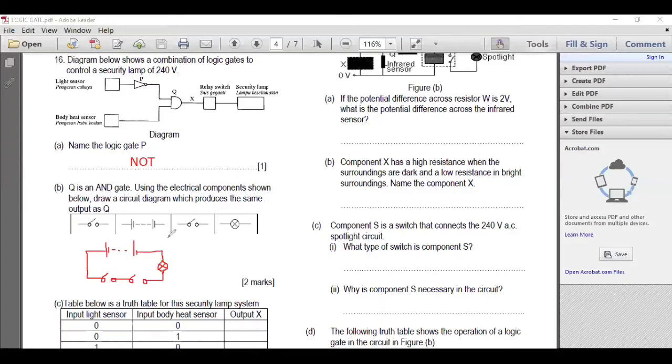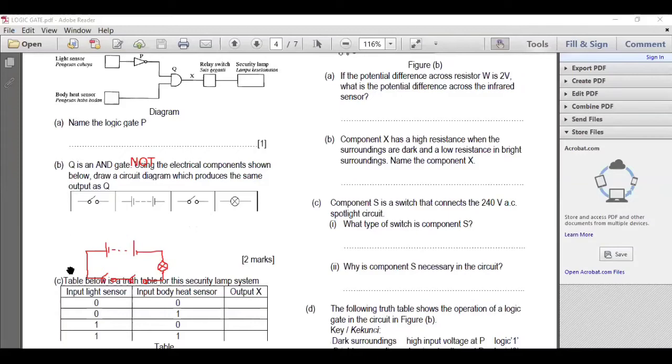Okay, next. The table below shows, you're supposed to complete it. Just write the input order 0, 0, 1, 1, and then this one is 0, 1, 0, 1. This one has to go to the NOT gate, so you have to invert it: 1, 1, 0, 0. And then this one will combine with this to become the output X.